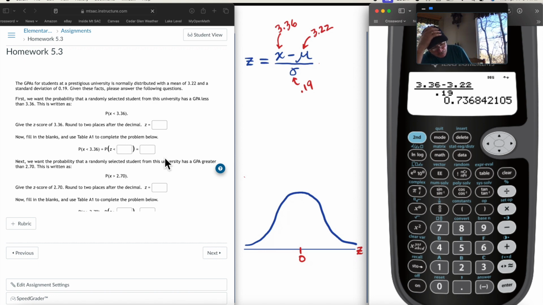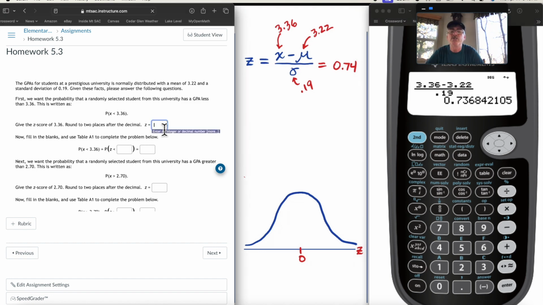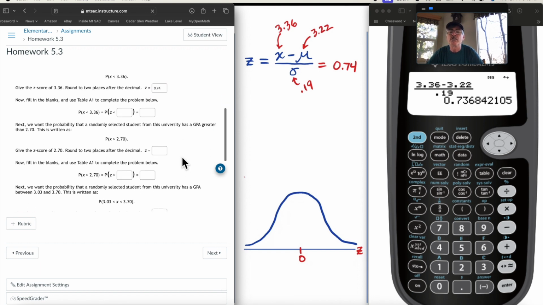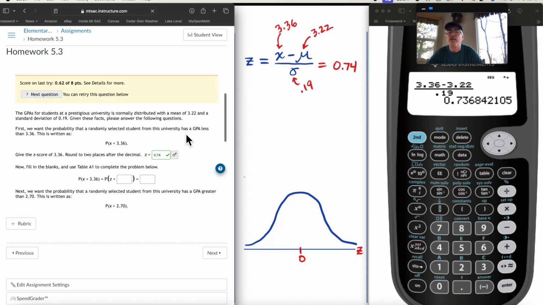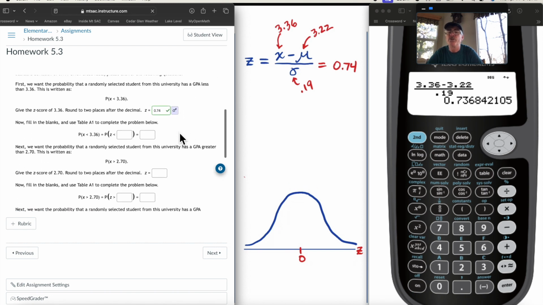Well, first let me put it on the board. 0.74, and then I'll put it into the answers, make sure it's right. So let me just check that. Should be okay. And looks good.